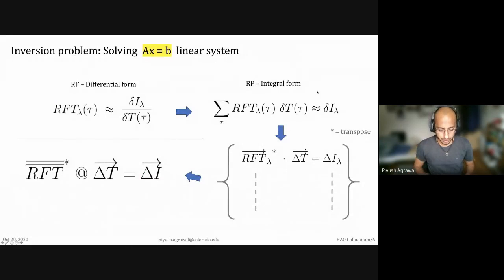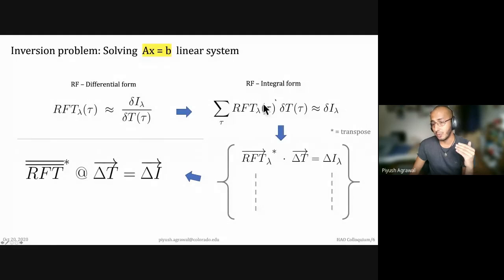Okay, so in an inversion problem, everything basically boils down to solving a linear system of equations, that is Ax = b. So let me follow this through. Again, this is the response function in differential form, which is equal to delta I over delta T. You can convert this to the integral form, which says that your net delta I, for a given wavelength, is equal to the net change between the real and the guess atmosphere, weighted by the sensitivity at that depth.